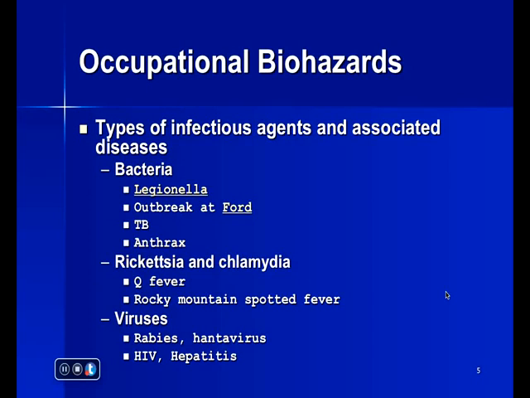Now, the one area I wanted to focus on a little bit more are some of the infectious agents and associated diseases. From the bacteria side, I already mentioned a little bit about Legionella and the outbreak at Ford. But this was a bacteria that grows in water systems. It got its name from an American Legion convention in Philadelphia back in the 1970s. It had been around for a long time. It was known as Pontiac fever at one time for an outbreak in Detroit around people using a hot springs area.